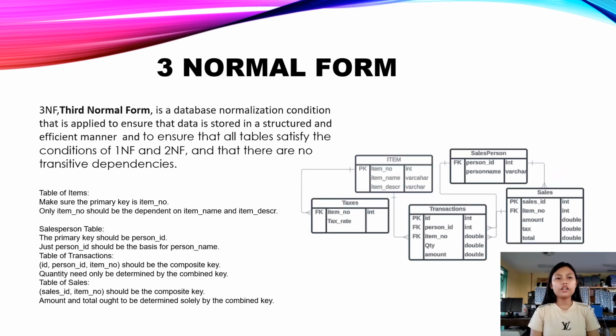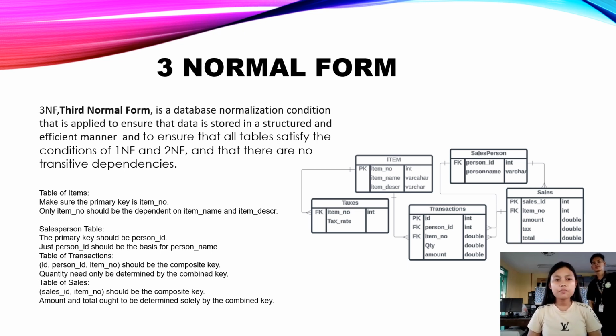3NF, or third normal form, is a database normalization condition applied to ensure that database data is stored in a structured and efficient manner, and to ensure that all the tables satisfy the condition of 1NF and 2NF, and that there are no transitive dependencies.